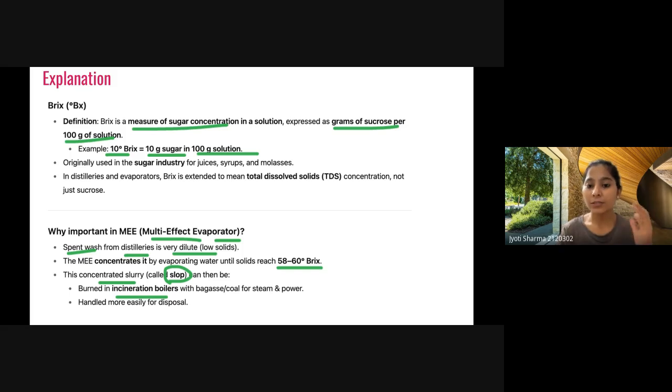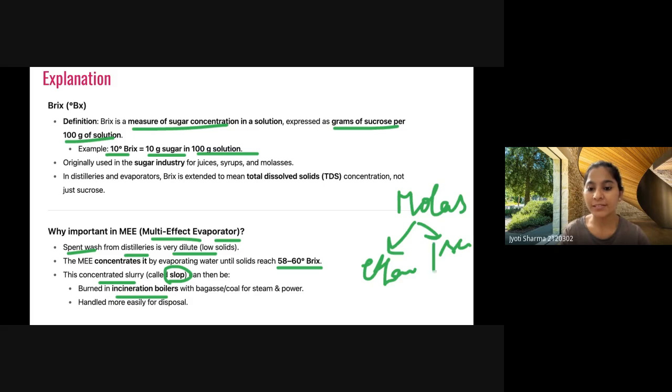So whenever we have, let's say, molasses, some of this after fermentation will give you the ethanol, but we will also have some sugar in the solution that will be wasted. So first, using an evaporator, we have to concentrate it, and then whenever we have thick slurry, we can use incineration. This is how we can manage the spent wash that we have, right?